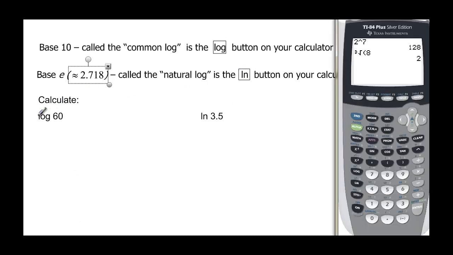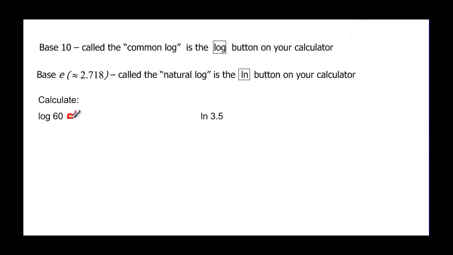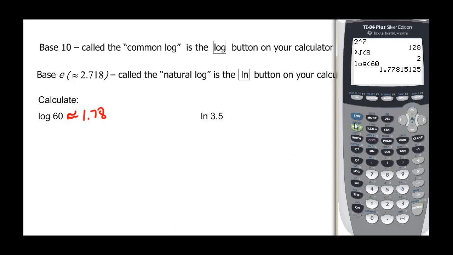And so we can just calculate these right from our calculator. Log 60. Notice there's no subscript down here because we know it's base 10. So it's just log in our calculator and then 60. And log 60 is approximately 1.78. And then we can do the same thing with the ln. Now the ln is below the log key. And it's ln 3.5. And we get approximately 1.25.